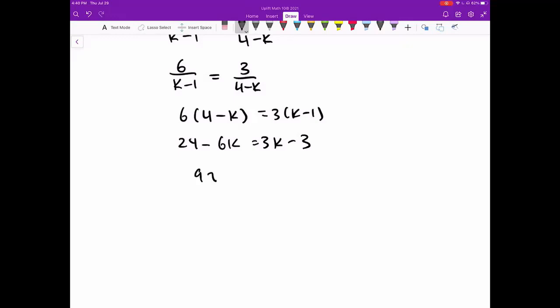And then we could isolate the k. So we get 9k equals 27? Okay, then k is equal to 3. Oh yeah, good job.